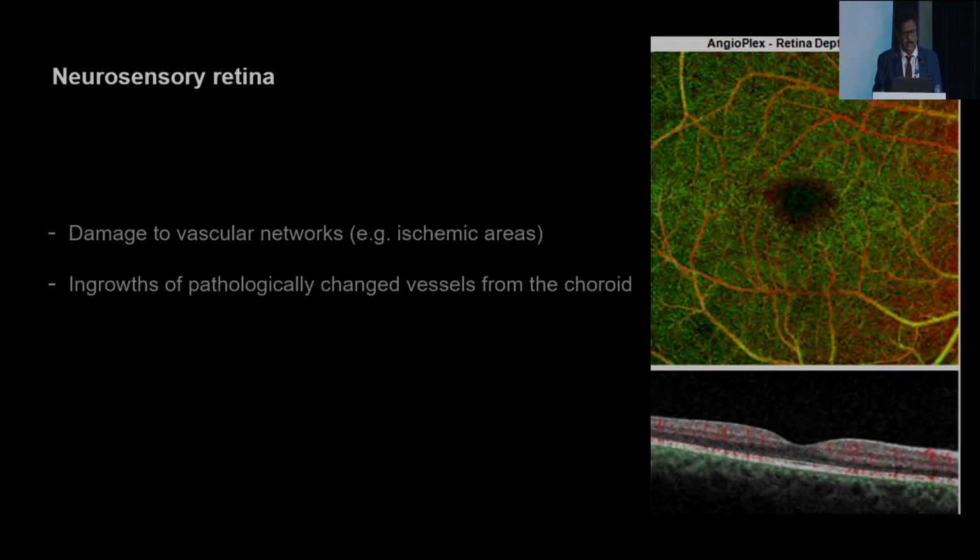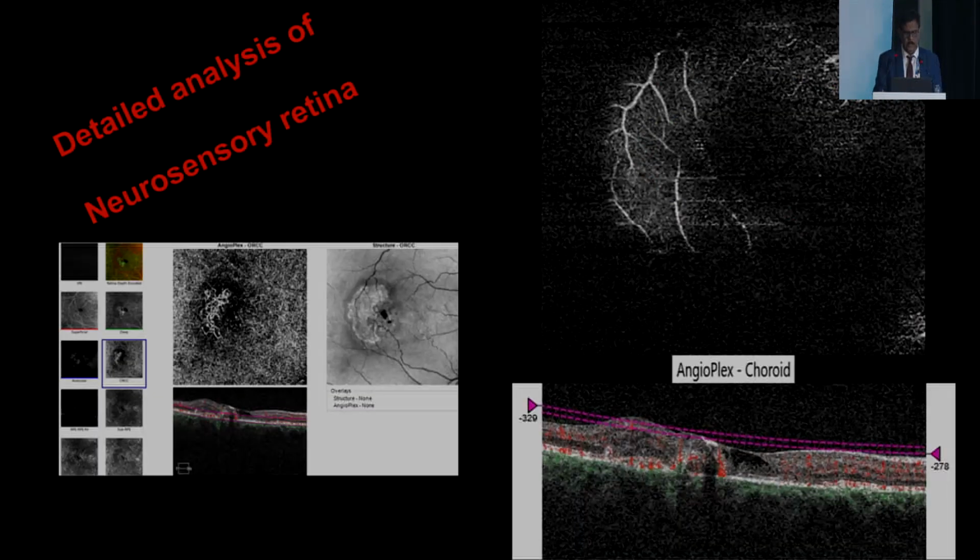And coming to the neurosensory retina, when there is damage to the already existing vascular network, that means ischemic areas or capillary dropout areas, you can get some kind of abnormalities, or ingrowth of pathologically changed vessels from the choroid into the neurosensory retina. So detailed analysis of the neurosensory retina is possible.